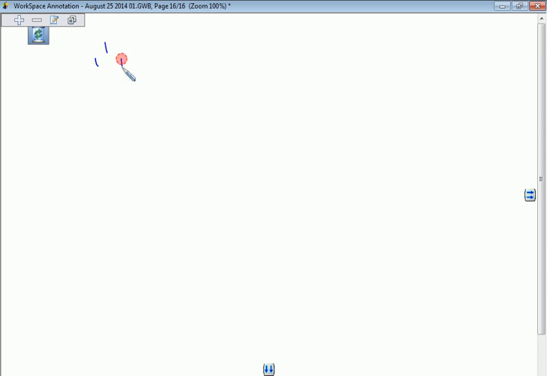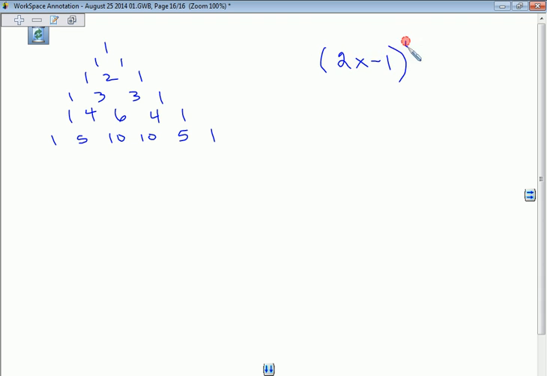Because this works so nicely, this is the zero power, first power, second power, third power, fourth degree, fifth. And do you see how to build the triangle? Okay, so if we did 2x minus 1 to the 4th, sure, we could write 2x minus 1 out 4 different times and distribute, and then distribute, and then add like terms, and then finally get to the answer.